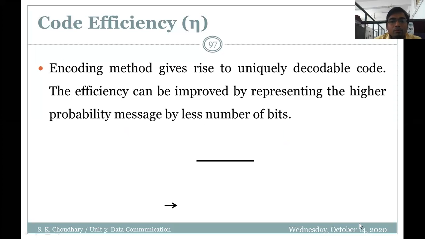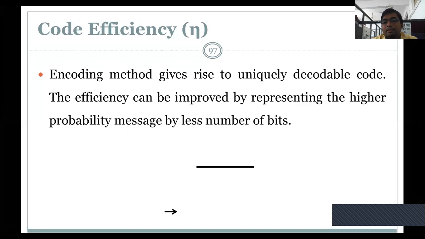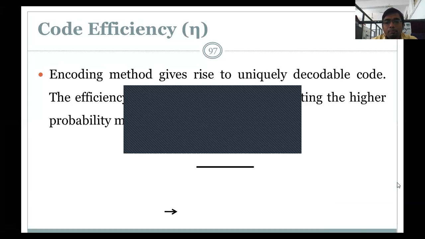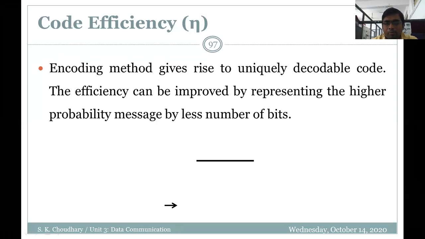Okay. So encoding methods give rise to uniquely decodable code, and the efficiency can be improved by representing higher probability messages by a smaller number of bits. Okay, so that we have already discussed. Those messages having the higher probability should be encoded with fewer bits, and those having the lower probability would be encoded by a higher number of bits.